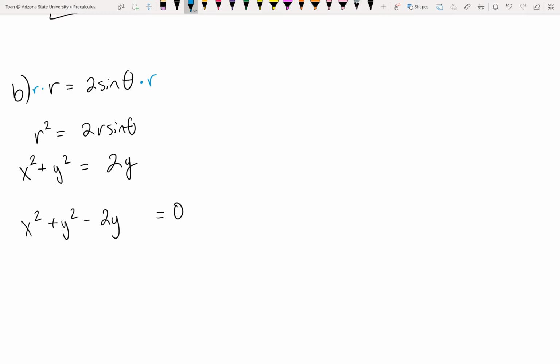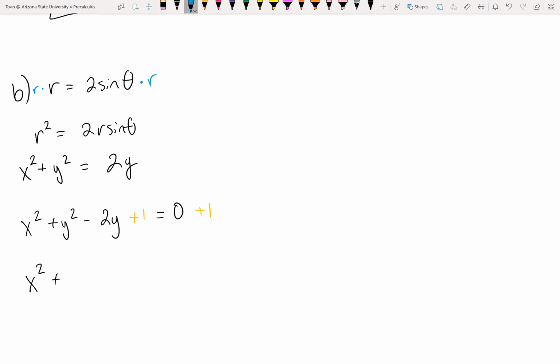Completing the square is adding just the right amount of constants to make a perfect square trinomial, and that right amount is always going to be half of this number squared. So half of 2 is 1, 1 squared is 1. I'm going to add 1 to both sides. So the act of adding a 1 is what we call completing the square.